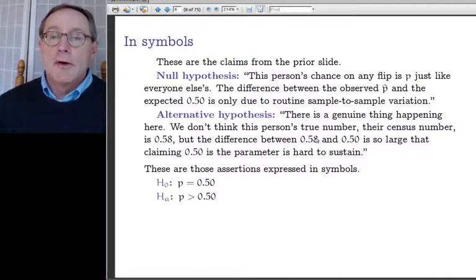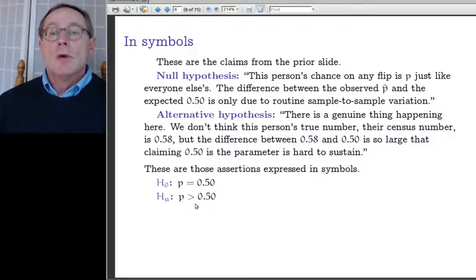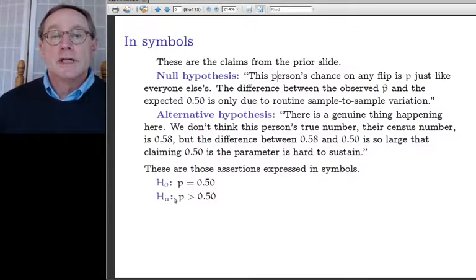What this paragraph says here is no, this person's true census number, the population parameter, if we could test 1,000, a million flips, would prove to be bigger than 0.50. This person genuinely has ESP. If we could test them with a million flips, so that we knew their number, it would be bigger than 0.50. We're not children. We don't think 0.58 has got to be the right answer, but we think that in any event, this coin flipper's number is bigger than 0.50.